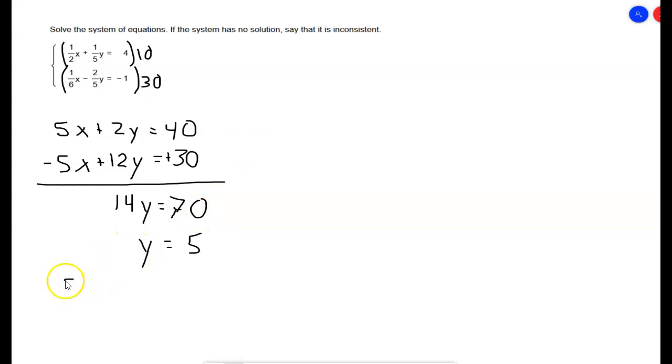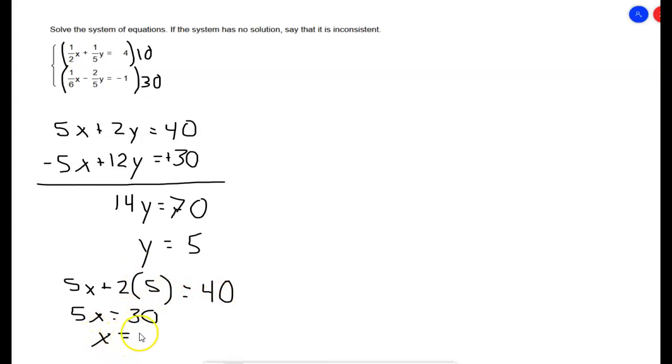So I'm going to say 5x plus 2 times my 5 that I got for the y is equal to 40. And that should be pretty easy to solve. So 5x is equal to 40 minus 2 times 5, which is 10. Subtract the 10 from both sides, and you're going to get 30. And x is equal to 6. So I got y is equal to 5, and x is equal to 6.